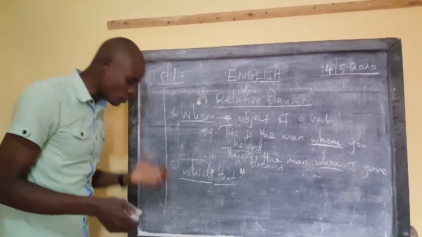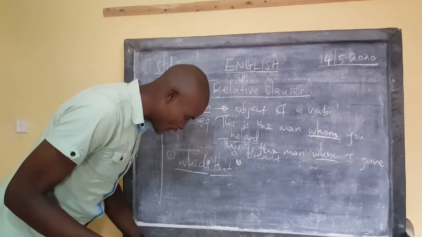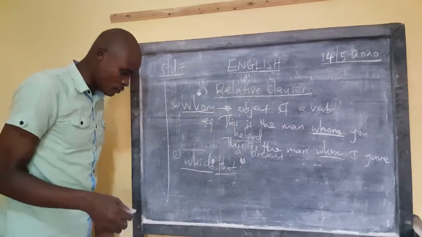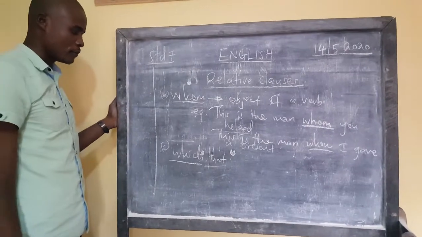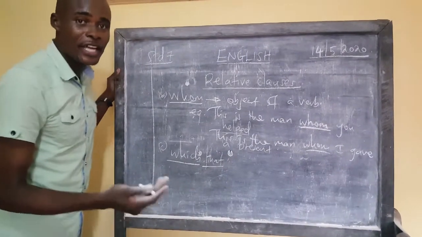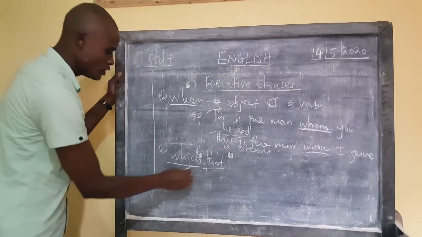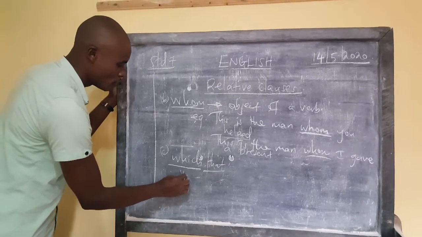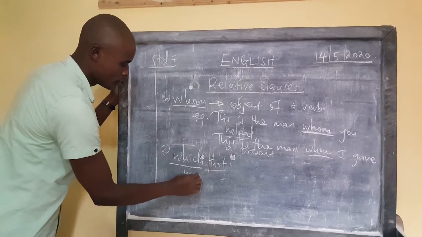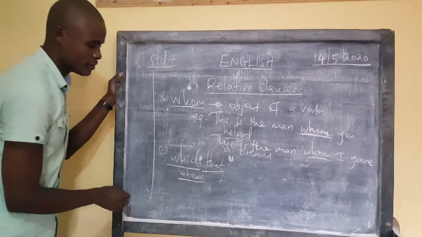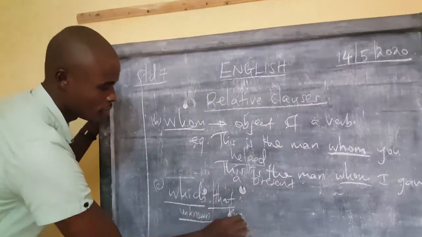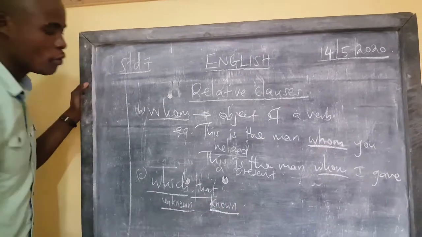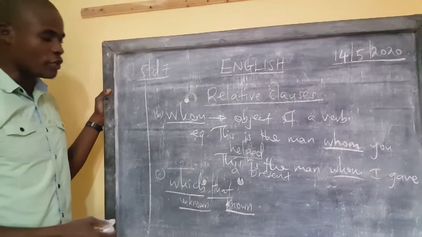That's why you talk of a question like, where is the bicycle which I repaired, for example? Because you don't know it, it's something that is unknown, so we talk of which. Which is used to show unknown objects. And then that is used to show known objects or known materials.